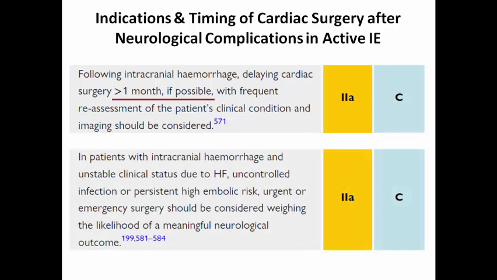And in case of intracranial hemorrhage and unstable clinical status due to heart failure, uncontrolled infection, or persistent high embolic risk, urgent or emergent surgery should be considered according to the likelihood of meaningful neurological outcome. So in this case, we should have a discussion within the endocarditis team with the neurologist and neurosurgeon, to decide whether this patient would benefit from the valvular surgery with good neurological outcome, or there is a bad prognosis as the patient started to have, for example, decerebrate or decorticated rigidity, so no reason to go for surgery.